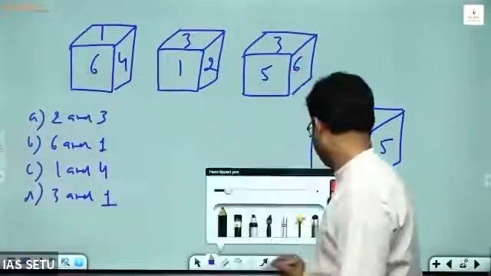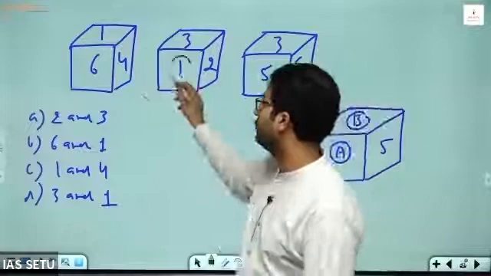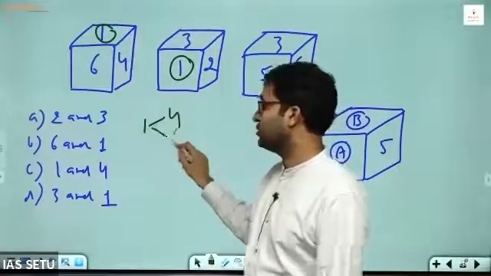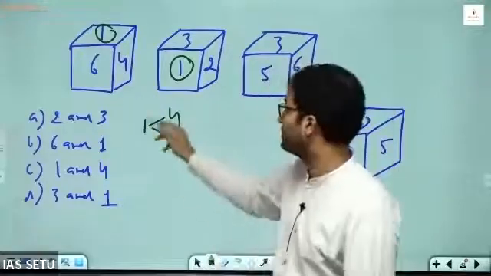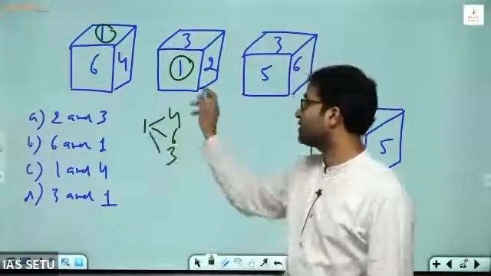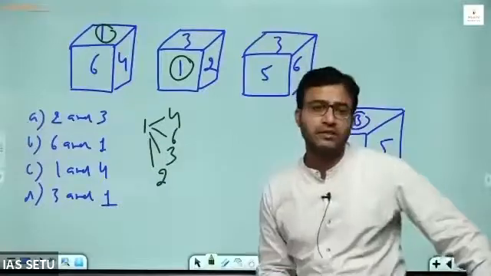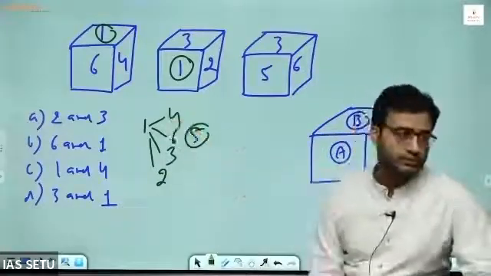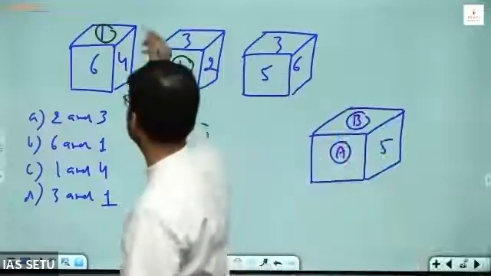Property number 5. First and second view. One is common. One is having 4 adjacent. We revise property number 5. One is having 6 adjacent. One is having 3 adjacent. One is having 2 adjacent. What is remaining? 5. So can we say 5 and 1 opposite? Yes, 1 and 5 opposite.